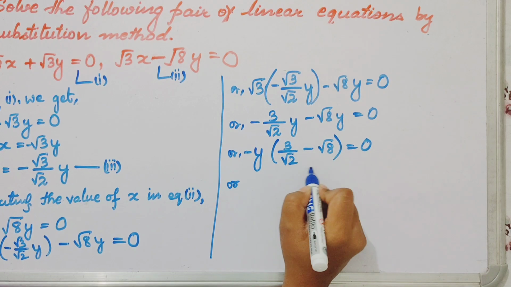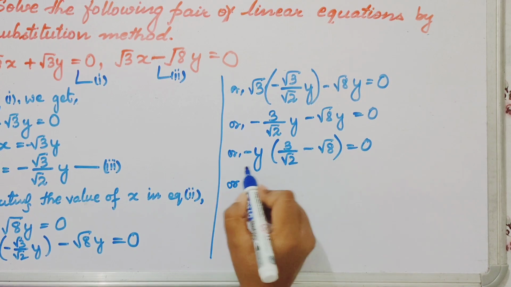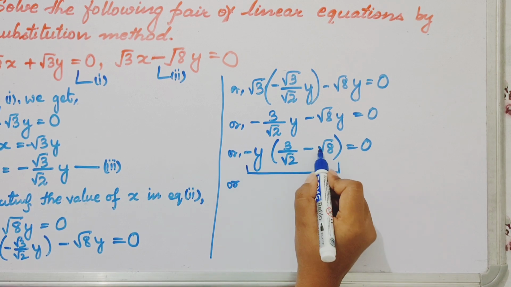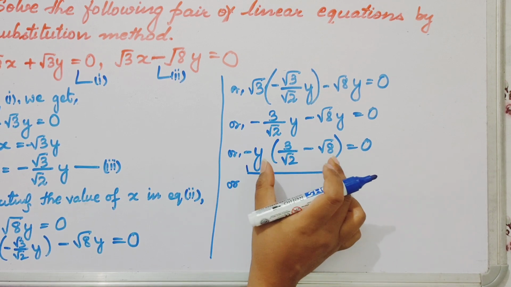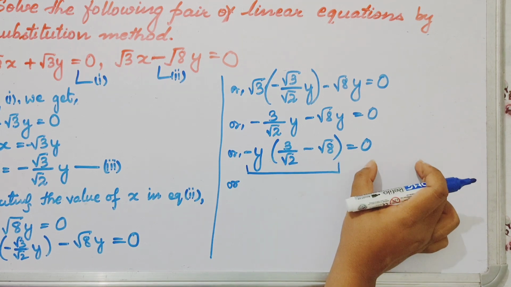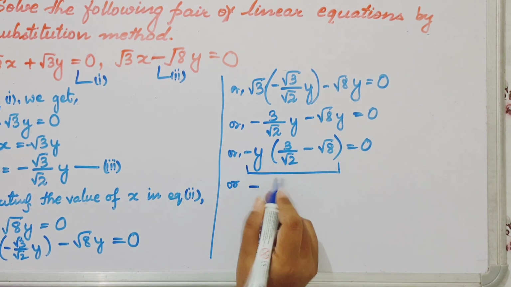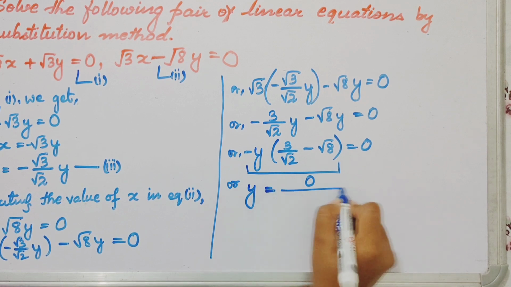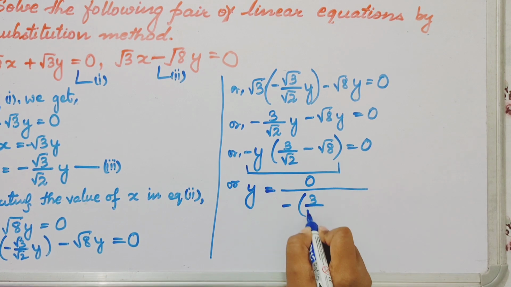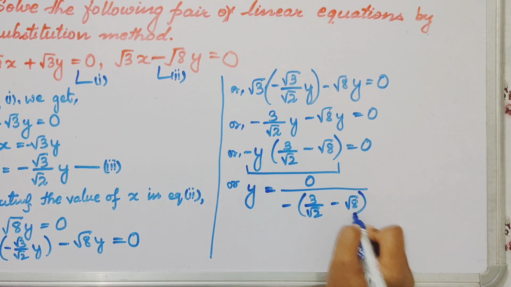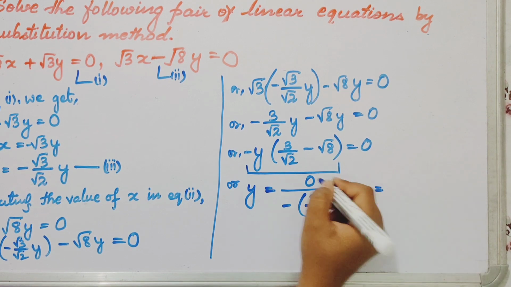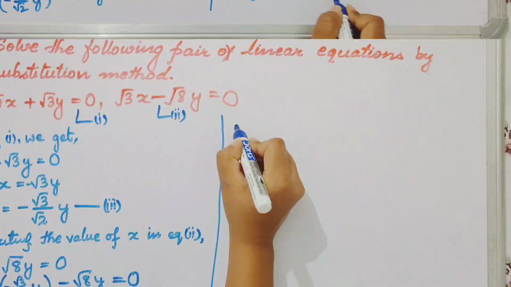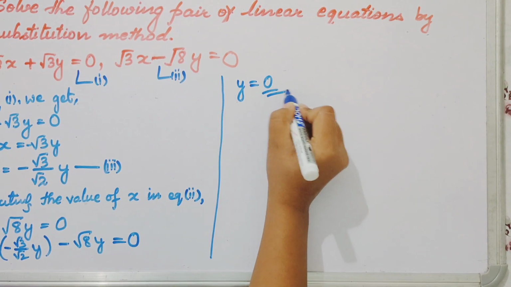We do not have to solve this because there is only one term over here, that is minus y into 3 by root 2 minus root 8 equals 0, which can be directly transferred to the right hand side. That means even the minus can be transferred. We are transferring, y equals 0 divided by minus 3 by root 2 minus root 8. Okay, 0 divided by something is always 0. So y equals 0.